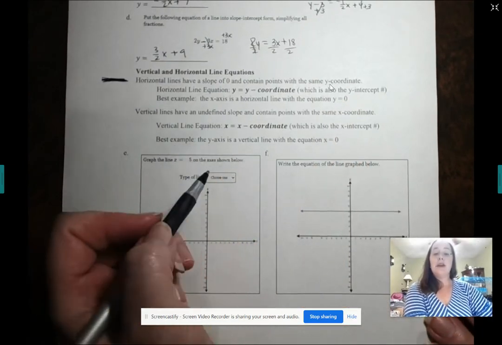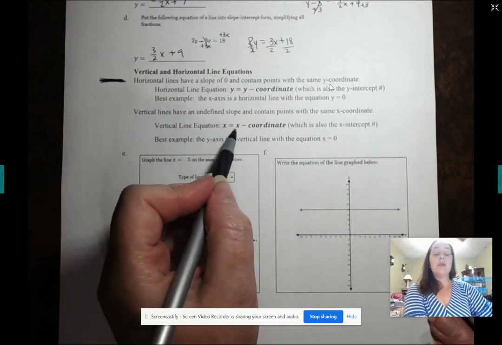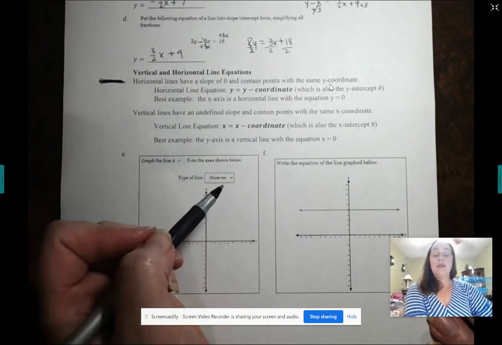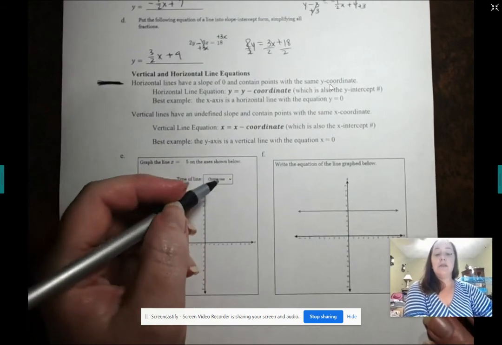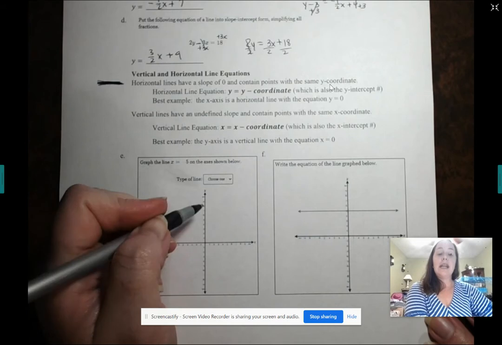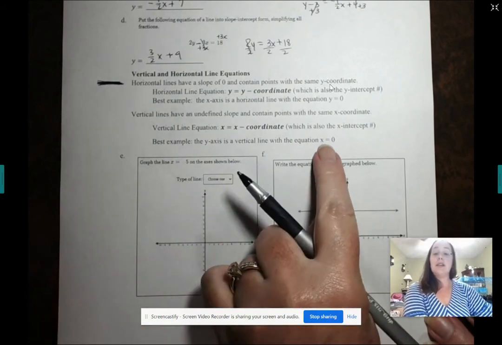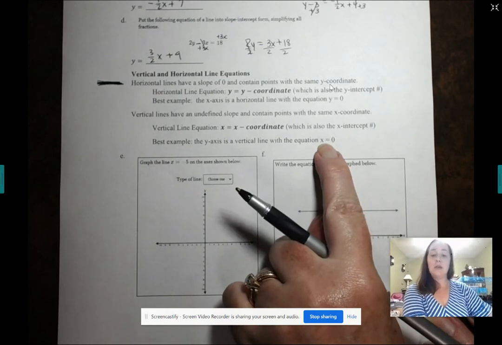Vertical lines have an undefined slope. The equation for a vertical line is x equals all of those x coordinates that those points share. The best example of a vertical line equation would be the y-axis. It's a vertical line, and every point on that has an x coordinate of 0. So the equation of the y-axis is x equals 0.